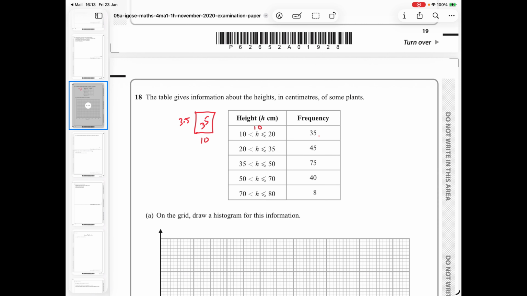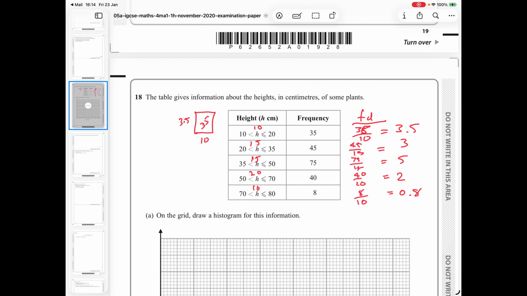The frequency is 35, so therefore the frequency density, or the thing that goes up the side, will be 35 divided by 10, which equals 3.5. And then we just do the same with all of these, so 45 divided by 15 is 3, and you have to do this first so then you can see what scale it's got to be. This is 75 divided by 15, which is 5. 40 divided by, that's 20 difference, so 40 divided by 20 is 2, and that's 8 divided by 10, which is 0.8.